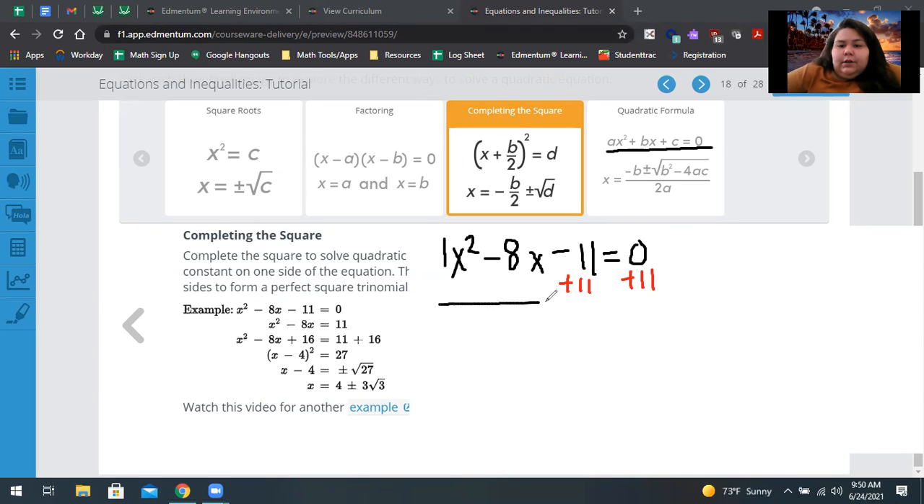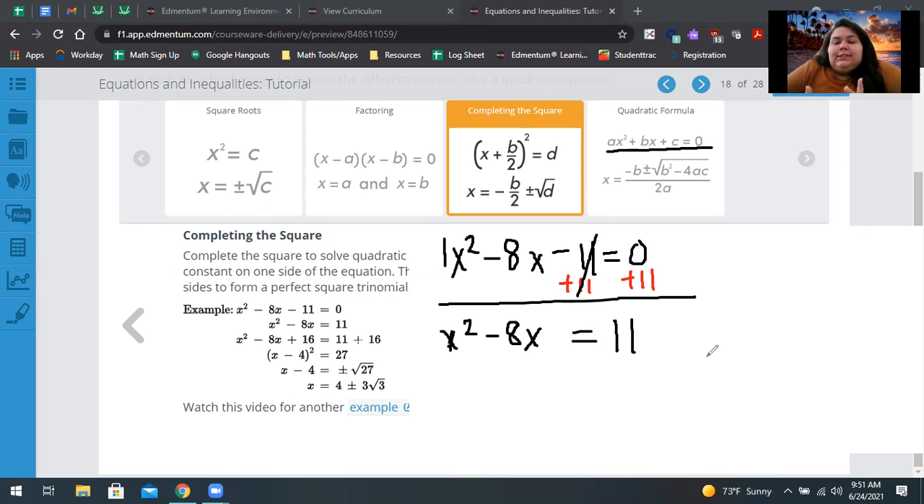So what I get here is just 1x squared, or x squared, minus 8x. Let me just rewrite it like this for right now, equal to, because this cancels, 0 plus 11 is 11. So the idea here is that I'm going to focus on my b value, the coefficient of x, which is negative 8. The negative 8 is my main focus, where I'm going to divide it by 2 and then square it. So let's write it out.